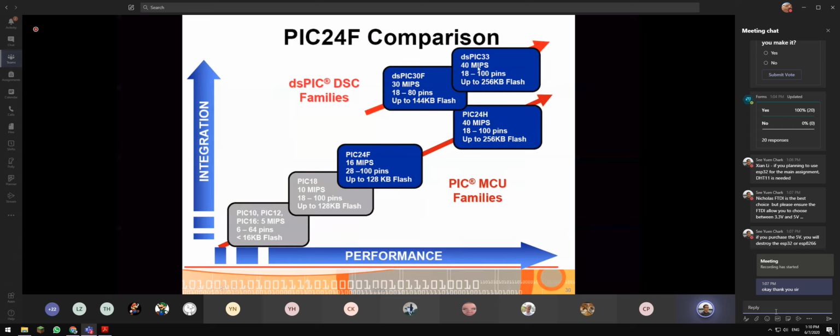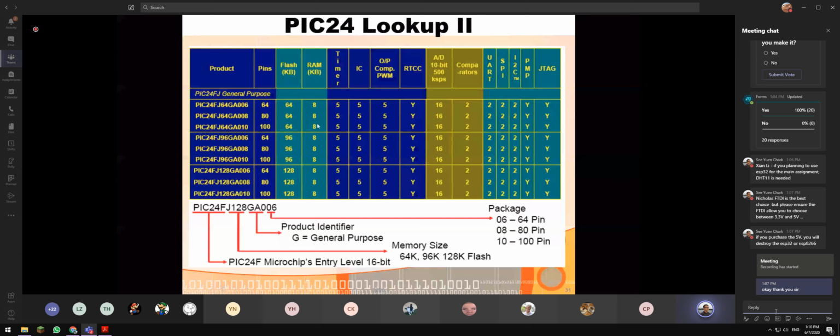So dsPIC, you get DSP features inside this microcontroller. Okay, here are some of the identifications of Microchip. So GA is general purpose, and it comes with quite a big memory size. Okay, I mean 128K, you consider is very large for this 16-bit microcontroller.